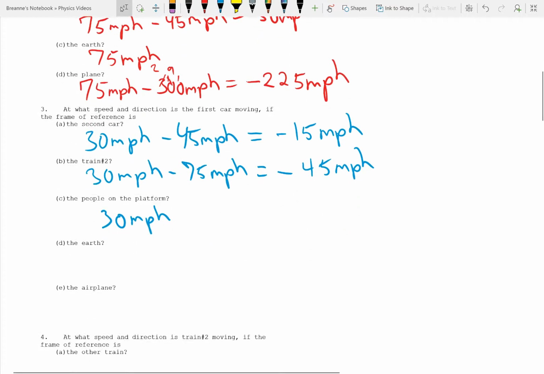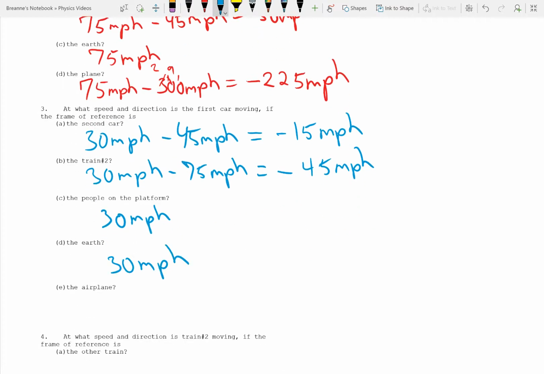And to the Earth, again, the Earth's not moving, so it just seems like the Earth is moving at 30 miles per hour. And to the airplane, again, it's going to seem like it's moving really fast backwards. So it'd be negative 270 miles per hour.